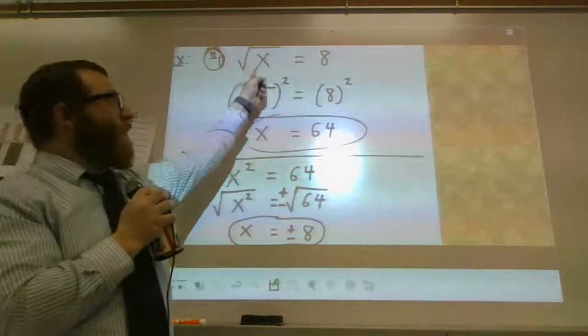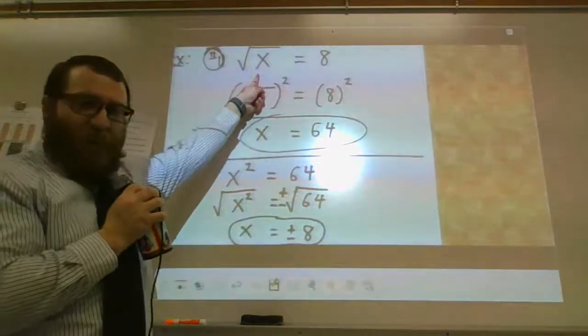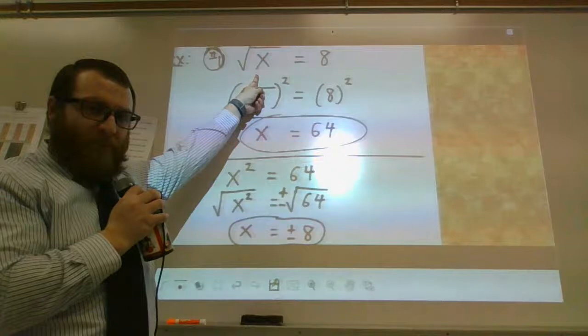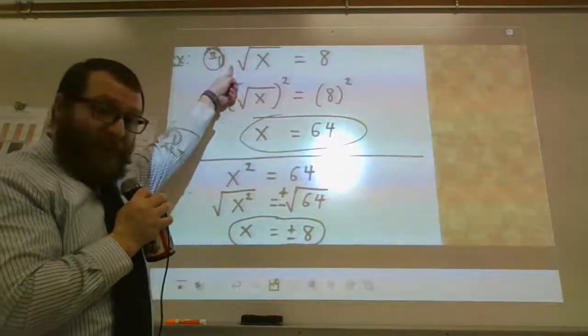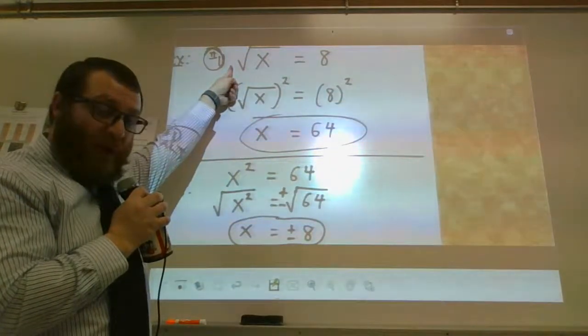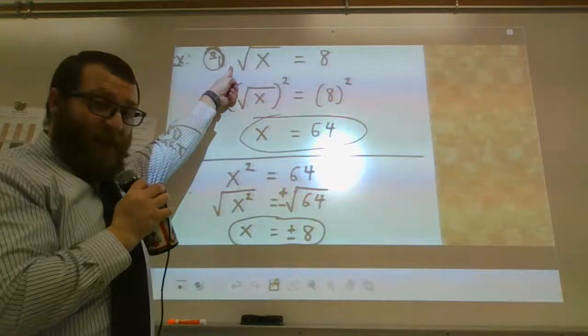It doesn't work up here to do a plus or minus. First of all, there is no plus or minus in front of that radical. That radical was already there, so you don't have to worry about that plus or minus.